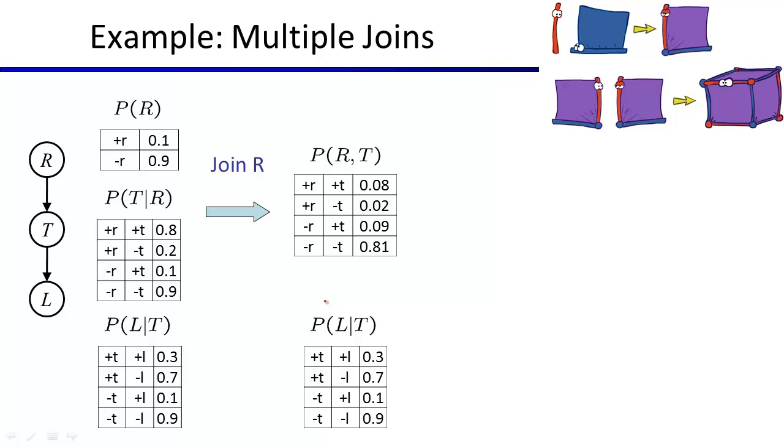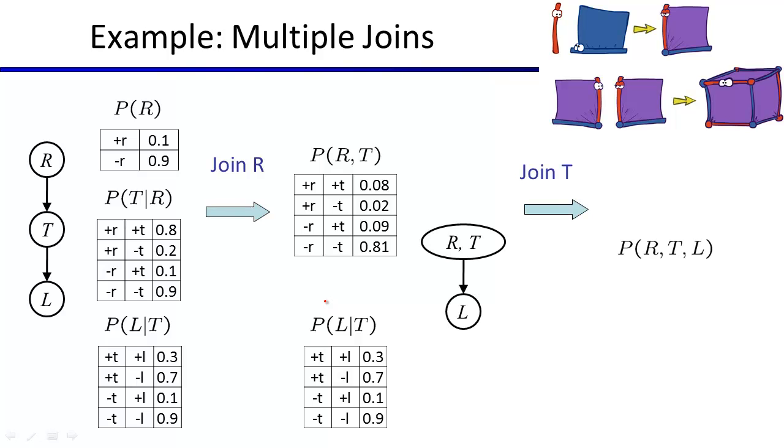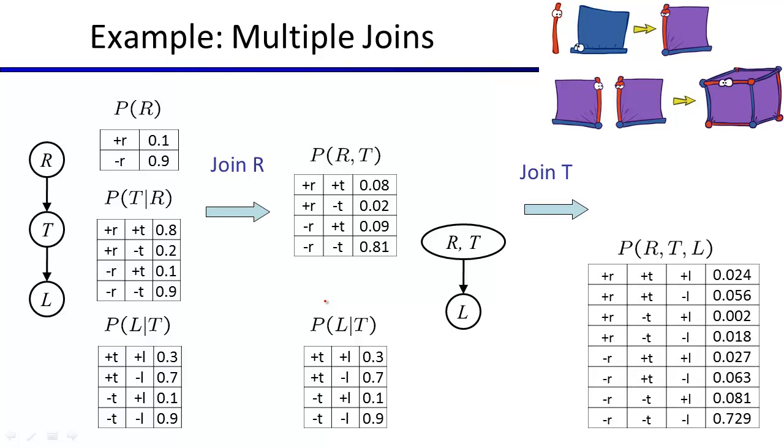So we'll now have a table over R, T, and L, because those are the three variables that appear in the original factors. Join on T, get a table over R, T, and L, and here's the table where each entry is computed from the corresponding entries in the original factors. So this entry over here, plus R plus T minus L, is plus R plus T, and plus T minus L. Multiply 0.7 with 0.08, you get 0.056.